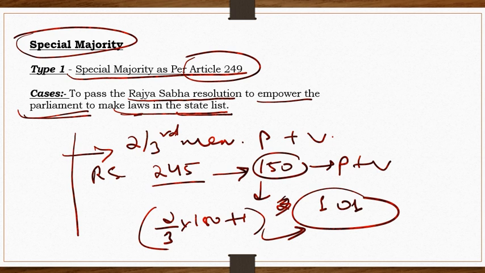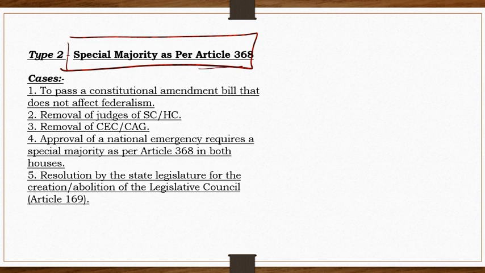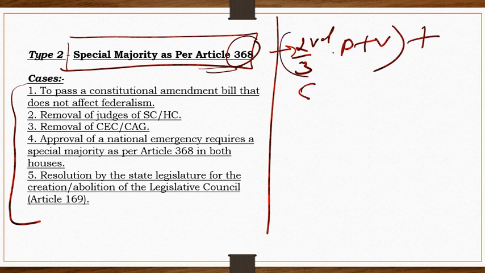Now let's look at the type 2. This is the special majority as per Article 368. Now these are the cases where we can apply the special majority as per the Article 368. Now how do we calculate this? This is the majority of the 2/3 members who are present and voting plus the 50% of the total strength of the house. Okay, total strength.